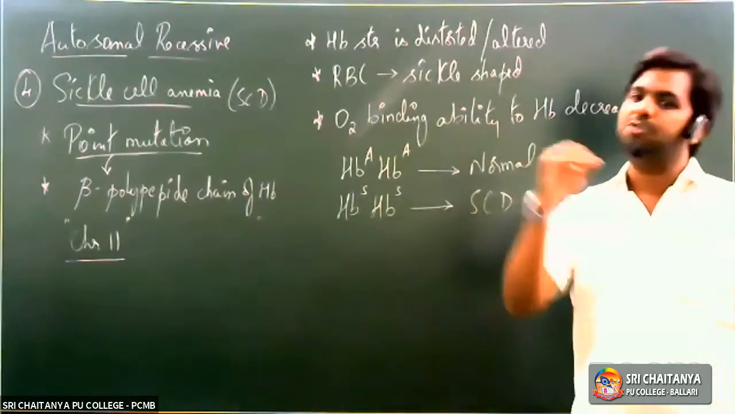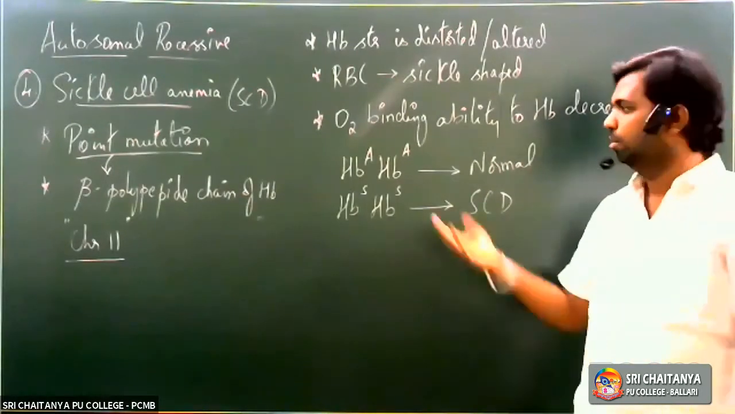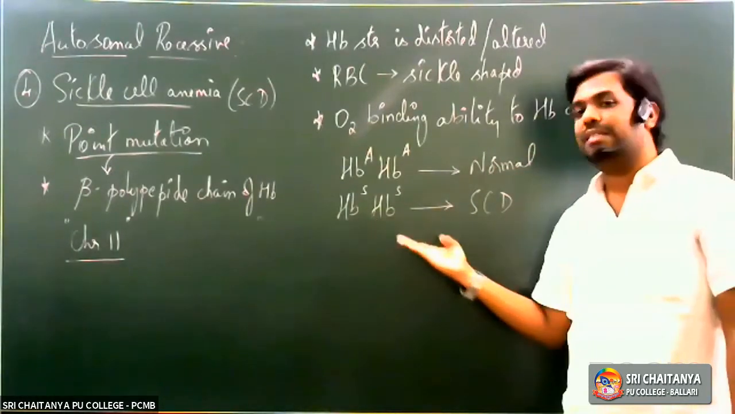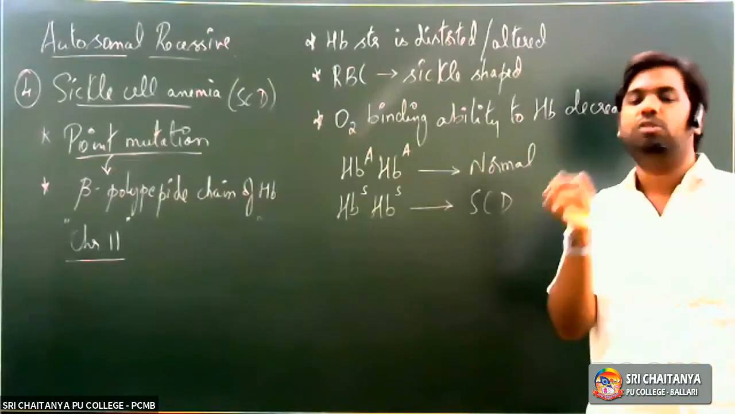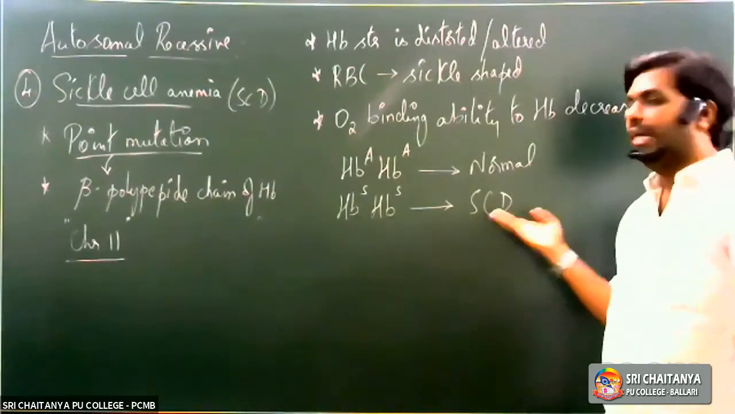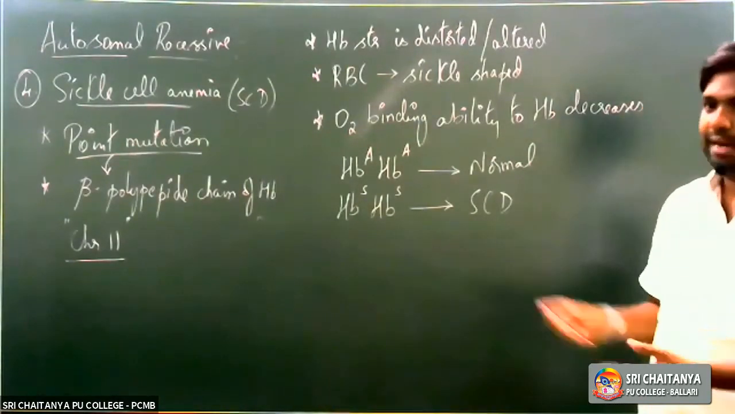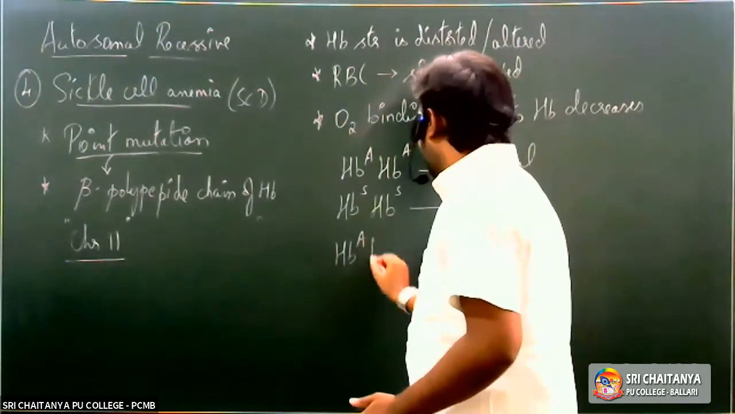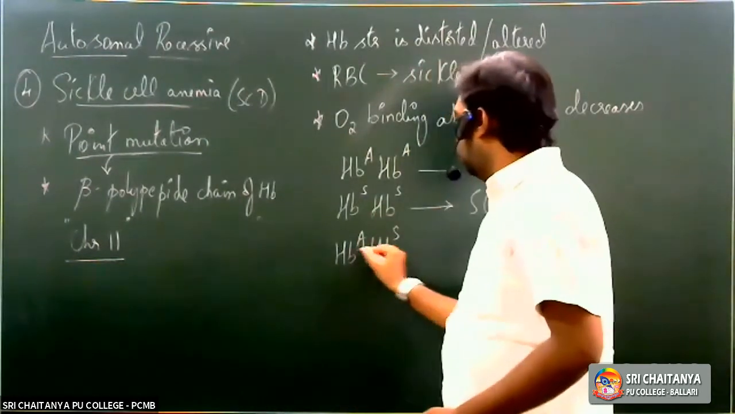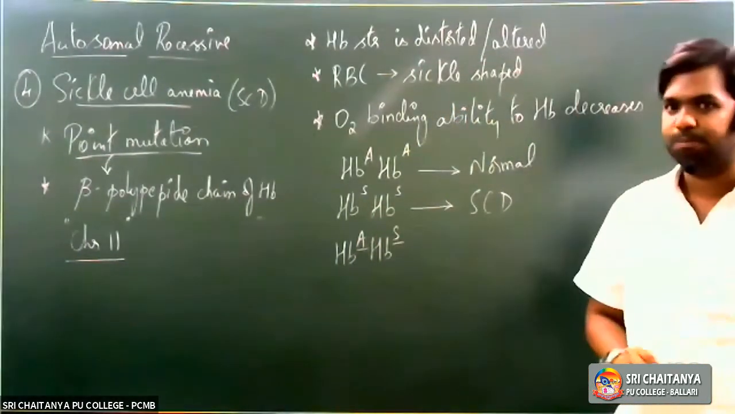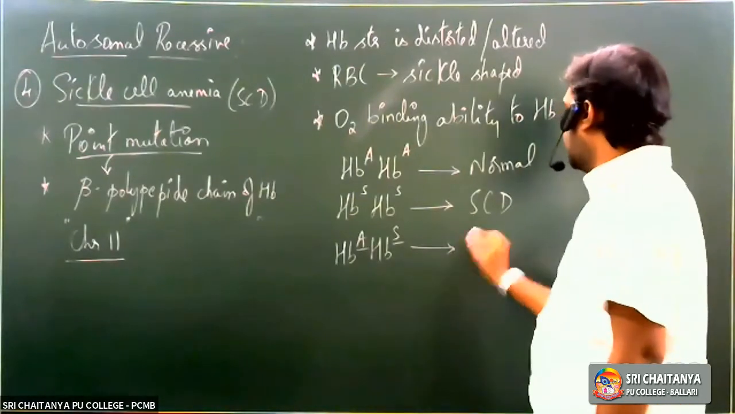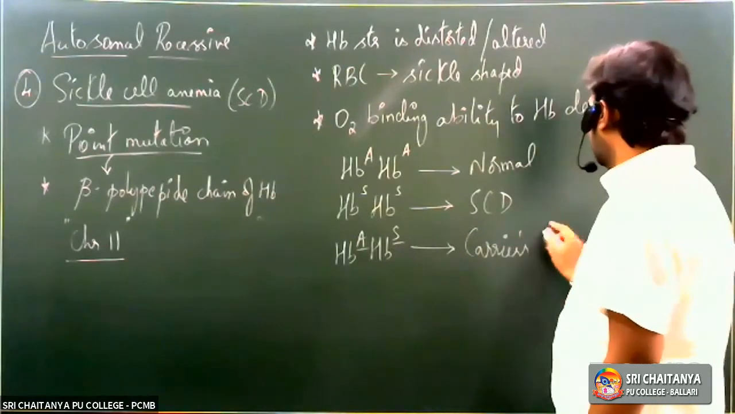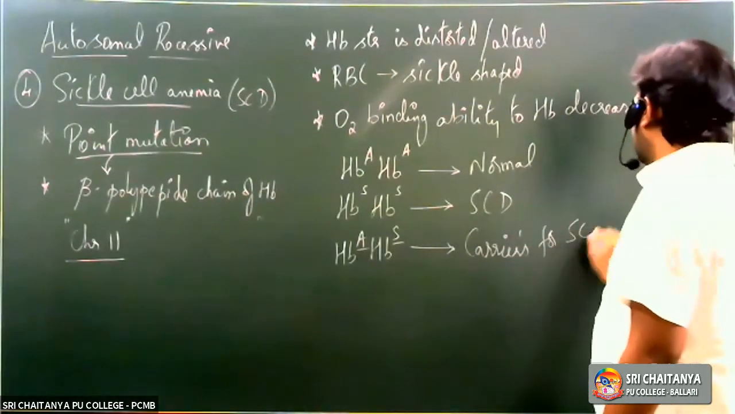So there is one more possible condition here, which is the heterozygous condition. Homozygous dominant individuals will survive. There is no problem at all. Homozygous recessive individuals will die before the reproductive age because of sickle cell disease. The third condition is the heterozygote condition, where it is HbA and HbS. So there is one dominant allele here and one recessive allele, right? So these individuals, we start calling them carriers for sickle cell disease.